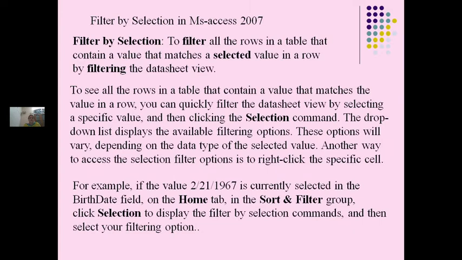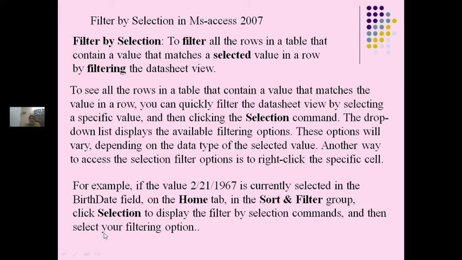Now let us go to the next type of filter, which is filter by selection. To filter all the rows in a table that contain a value that matches a selected value in a row by filtering the datasheet view, we can quickly filter the datasheet view by selecting a specific value and then clicking the selection command. The drop down list displays the available filtering options. Another way to access the selection filter option is to right click the specific cell.